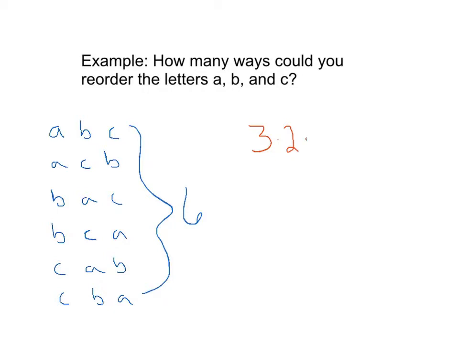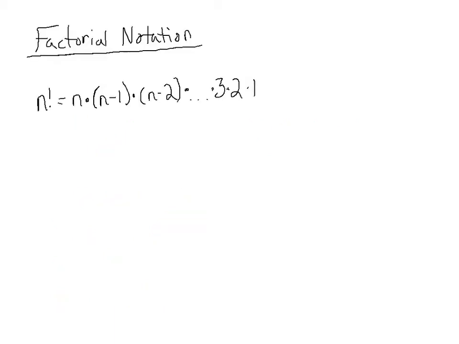Then on the third choice, after you've picked 2 out of the 3 letters, there's obviously only 1 letter left. So we could multiply that by 1. And if we did that, 3 times 2 times 1 would give us 6. And so we can do this with other types of permutations.